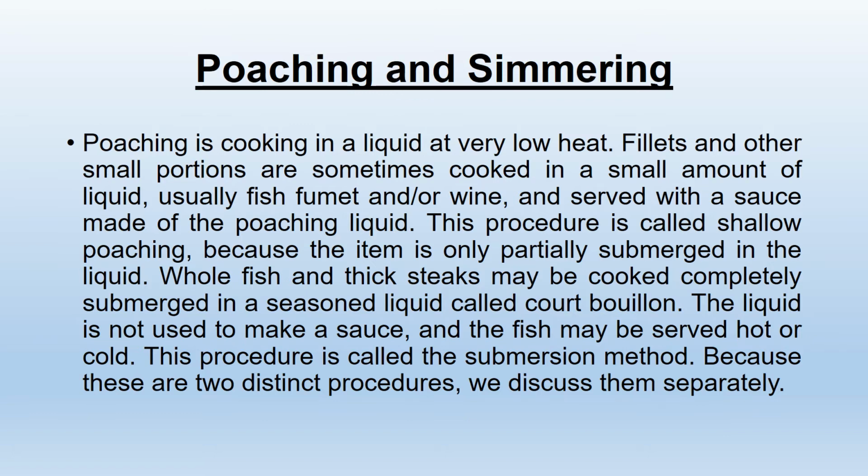When I talk fillet, I'm talking about fish, right? Fish fillets and other small portions are sometimes cooked in a small amount of liquid, usually fish fumet and/or wine, or in some cases both combined, and served with a sauce made from the poaching liquid. So for example, if you do a fish fumet together with the wine and you poach the fish there, at the end when the fish is done, you're going to be using that same liquid to make a sauce. This procedure is called shallow poaching because the item is only partially submerged in the liquid.